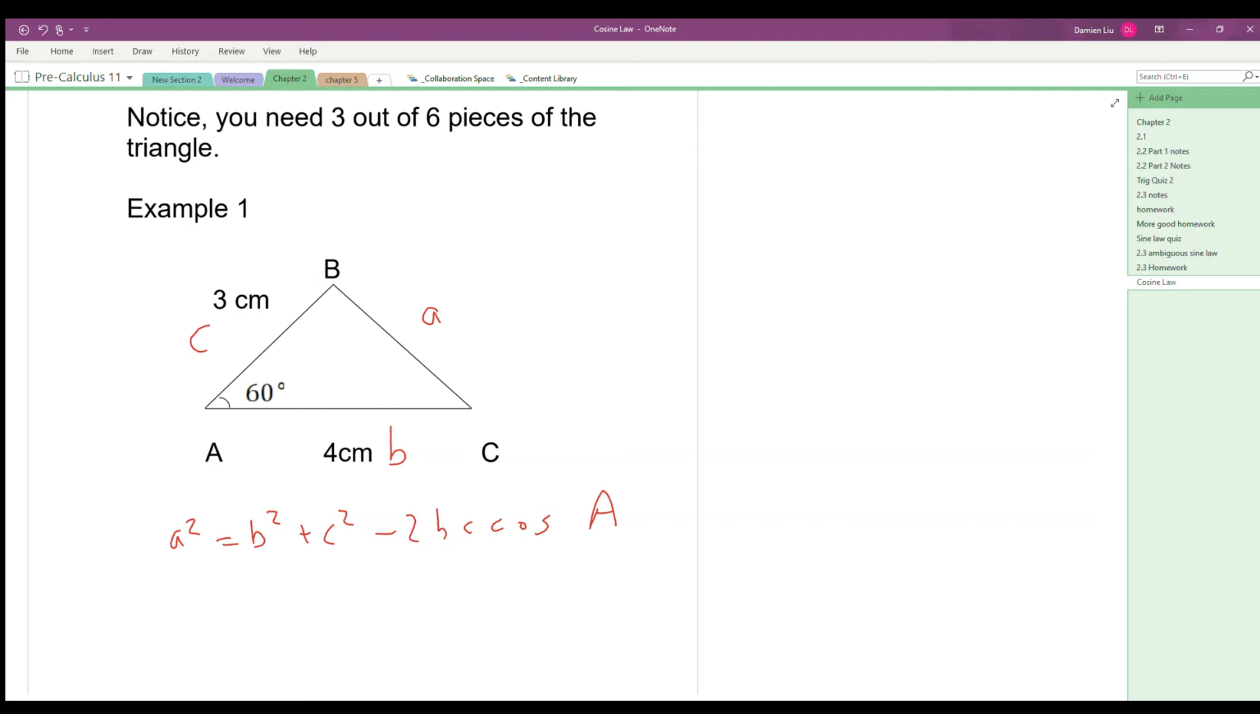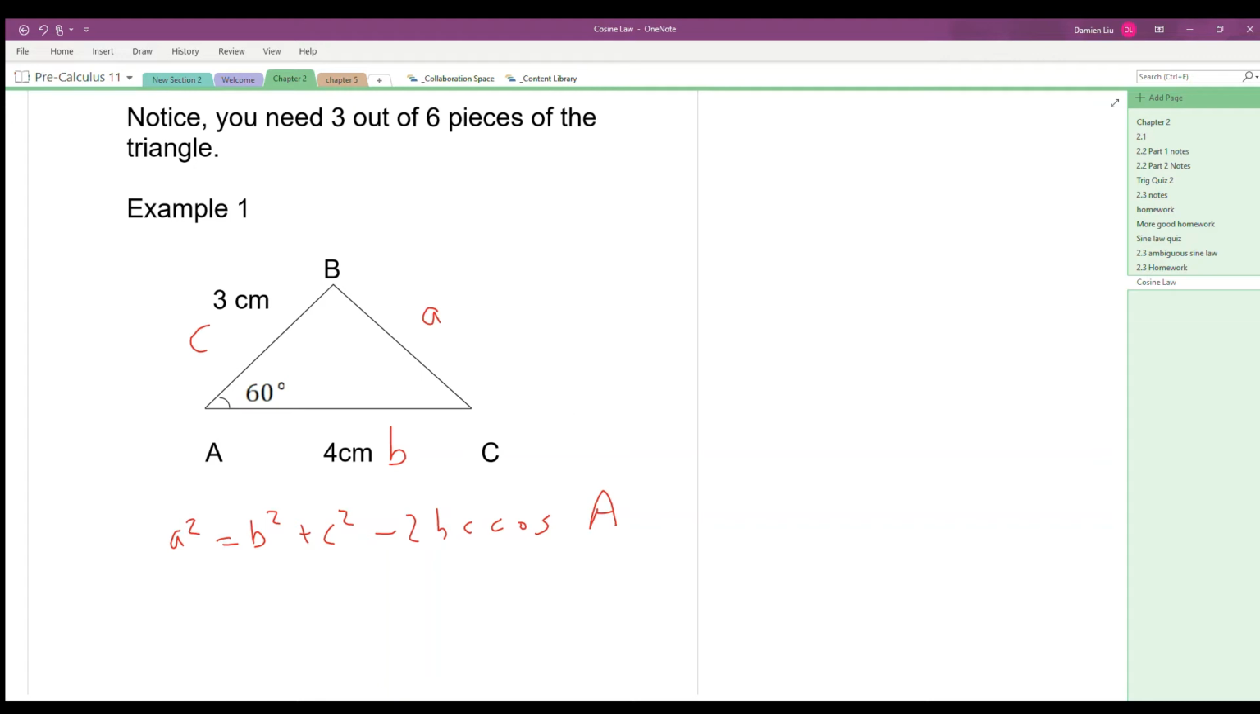You will be given typically one of the cosine formulas. It's either a squared equals b squared plus c squared minus 2bc cos A. Usually it's in the form of c squared equals a squared plus b squared minus 2ab cos C.